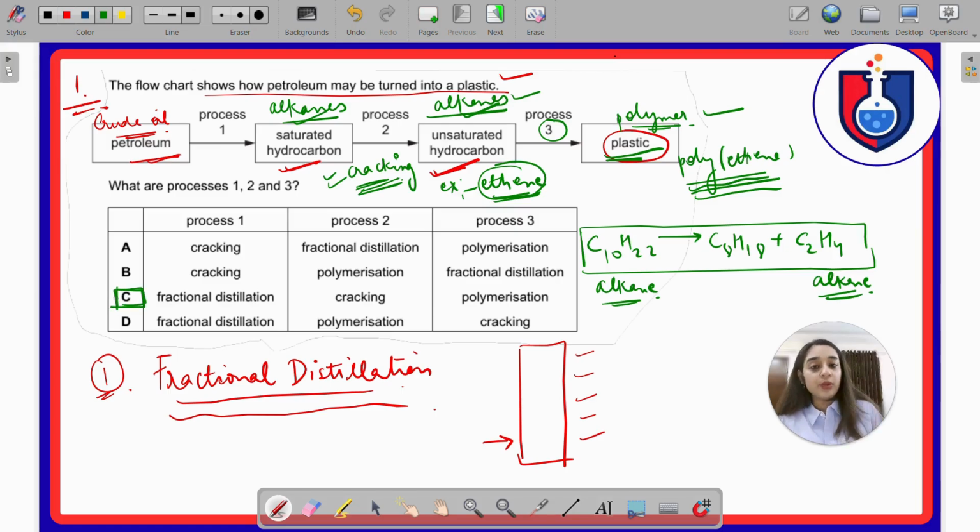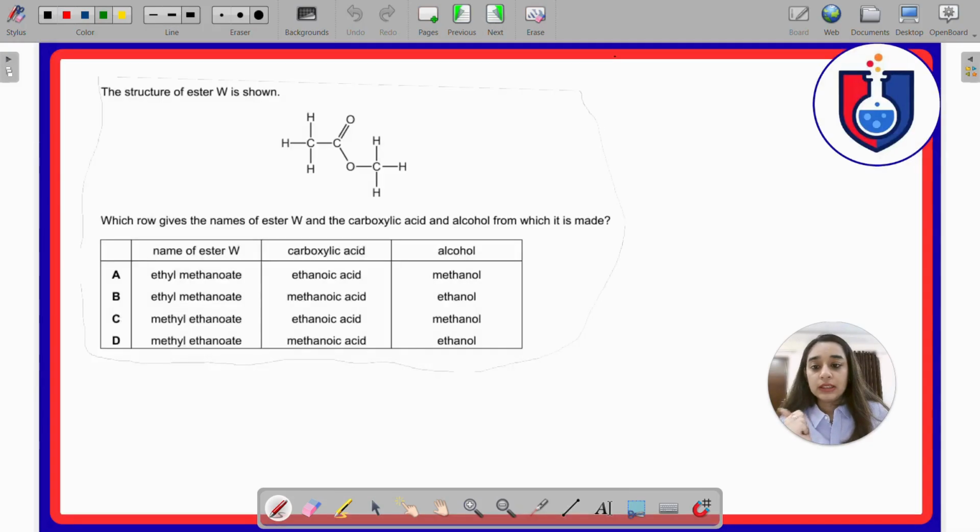So what did we do? We first converted petroleum to alkanes, right? We separated one component, and then this huge component is converted to small alkenes. And again, this alkene is polymerizing into a big polymer, polyethylene, which we commonly use as plastic, right? So this question had three major important reactions or processes. Hope it is very much clear. Next.